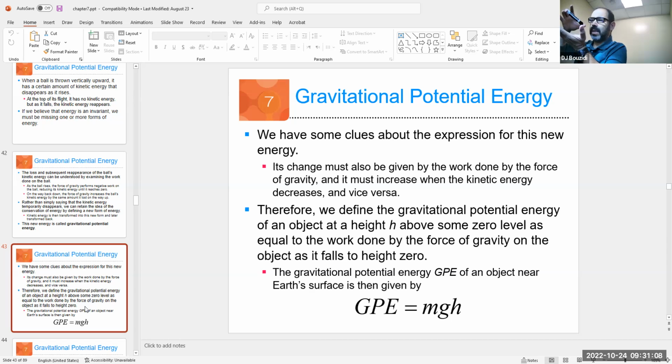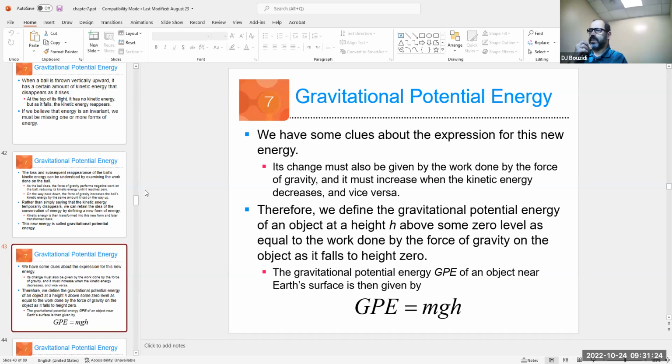If you're measuring the initial height from the ground, you have to measure the final from the ground also and take the difference. At the end of the day, what matters is just the height from the initial to the final, end of the story. So those are the two forms of energy that we know of.